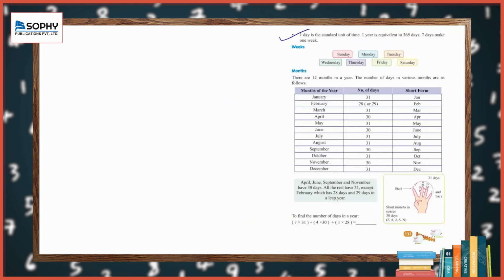Now, a day is the standard unit of time, students. 1 year is equivalent to 365 days and 7 days makes 1 week. Here is a week, students: Sunday, Monday, Tuesday, Wednesday, Thursday, Friday, Saturday. Months. There are 12 months in a year.